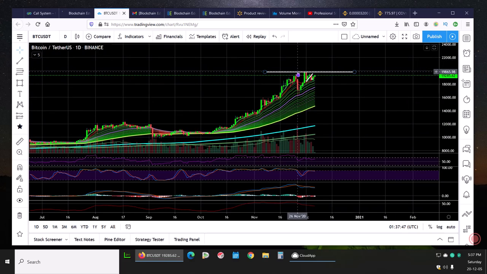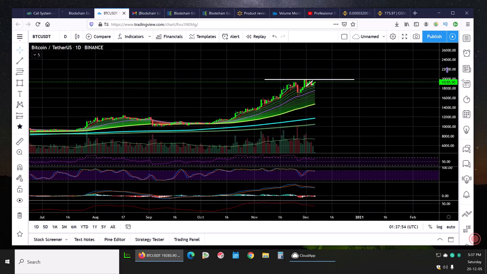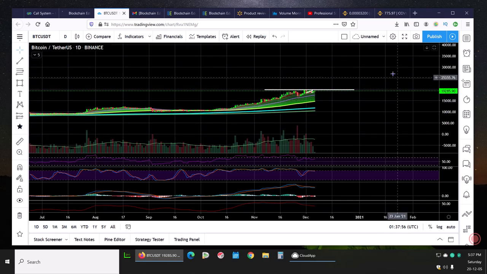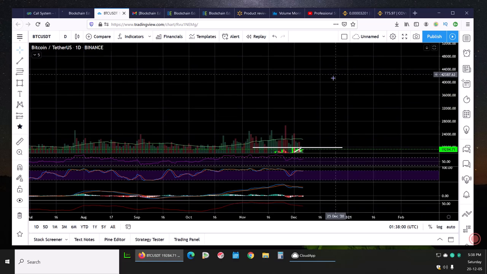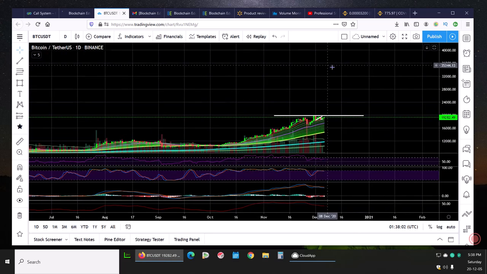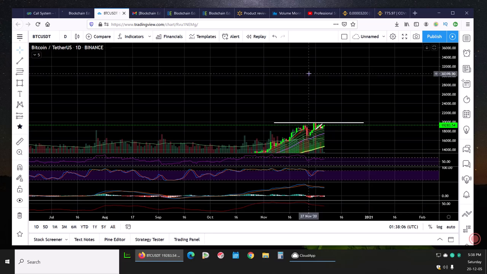Because once Bitcoin cracks this $20,000 level, it's going to go crazy. See, it goes 30,000, 40,000. Some people say it could hit 100,000 by the end of 2021 without any problem. It may get there sooner.